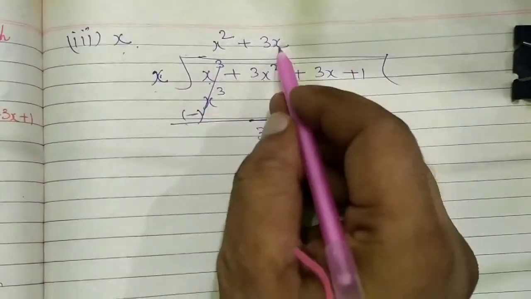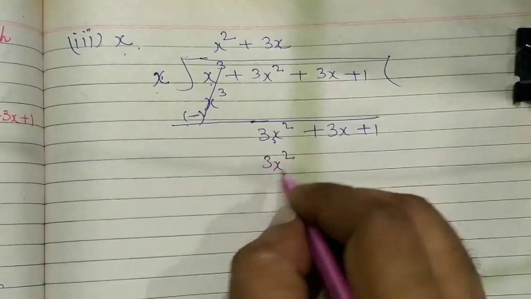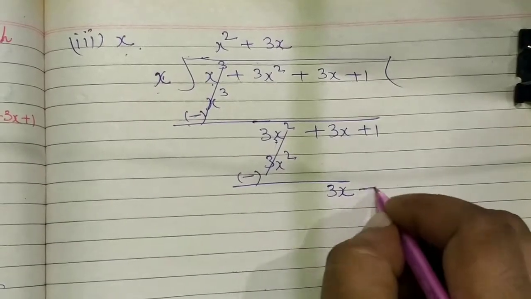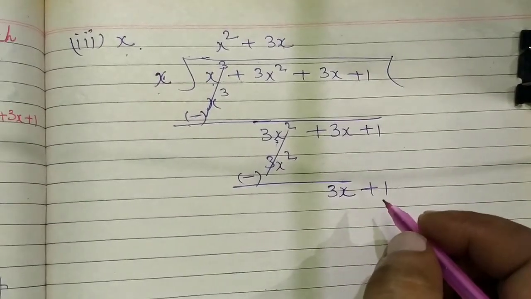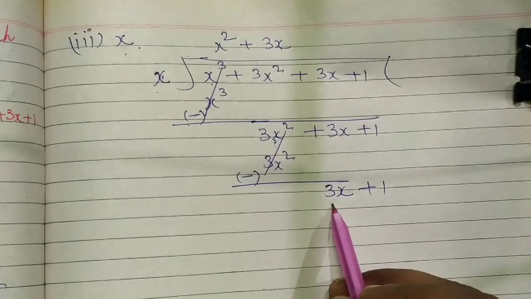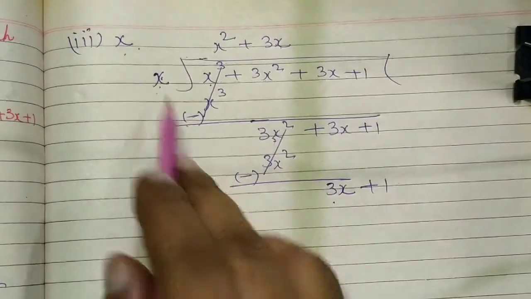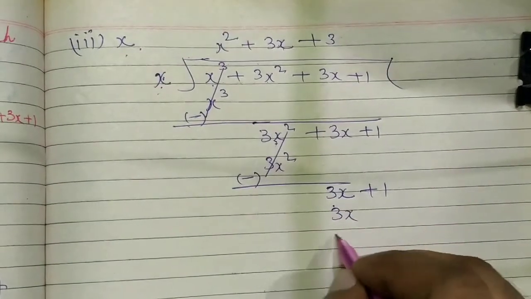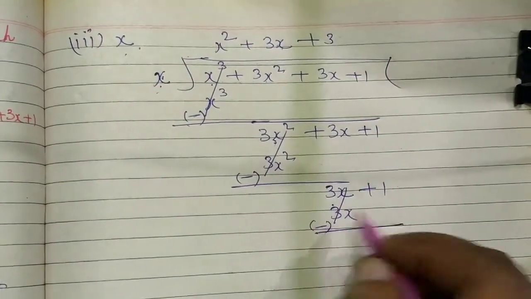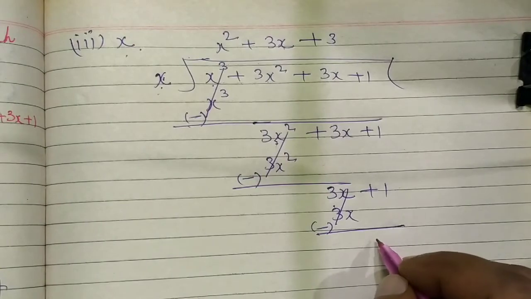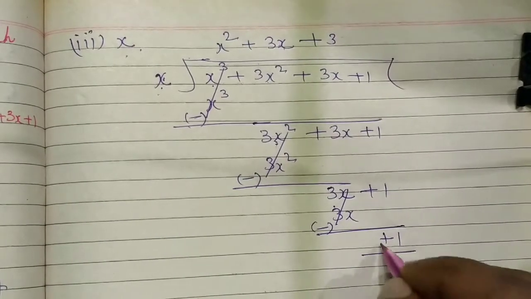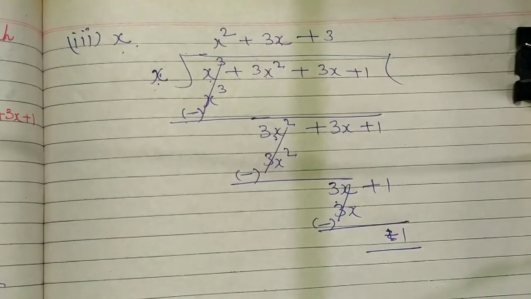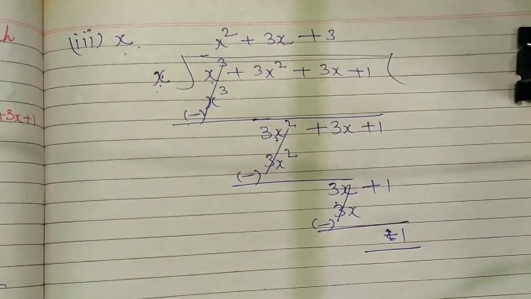So on multiplying x with 3x, we'll get 3x square. Again changing the signs and it will be this one. Now these are the remainders. Okay, so now we need a 3x, so we will multiply x with 3. So we'll get 3x, right? Change the signs and cancel it, and the remainder here is 1. Let's not put the sign. So the remainder is 1. So you just write down the remainder as 1 here, right?